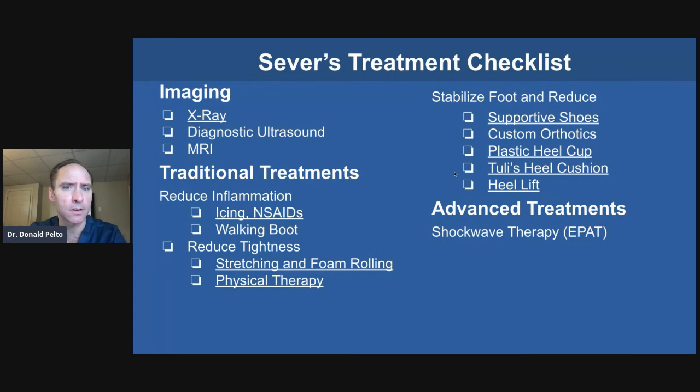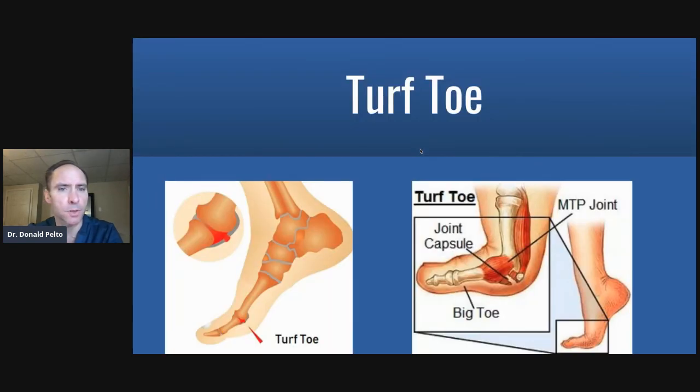You can try different types of heel cups. There's something called a Thule's heel cup, or a heel cushion. A heel lift as well can take some of the pull off the Achilles, and then supportive shoes can help. Send them in if they're not getting better after you try that. There are some other types of treatments.